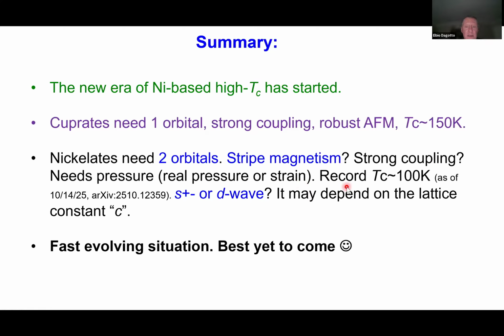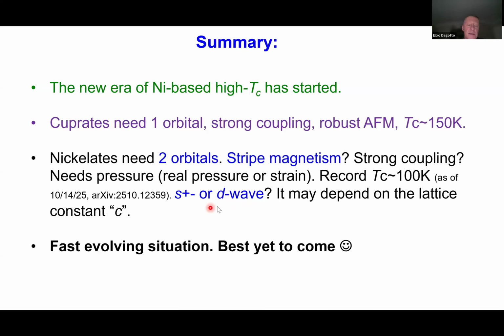And the record TC, as of October 14, there was a publication in the arXiv reporting a TC of 100 Kelvin. So 100 Kelvin is not too far from the 150. So the only place to go for this TC is up. So this is getting more and more exciting. And then we also have a discrepancy between the S plus minus channel and the D wave channel, right?